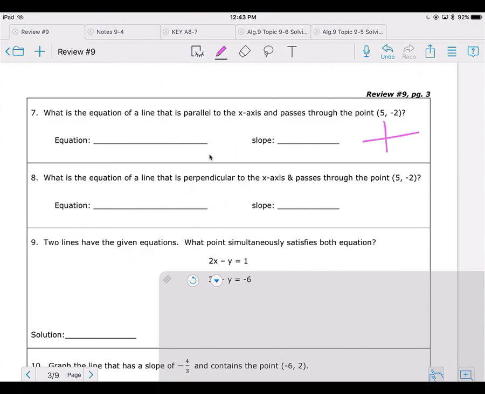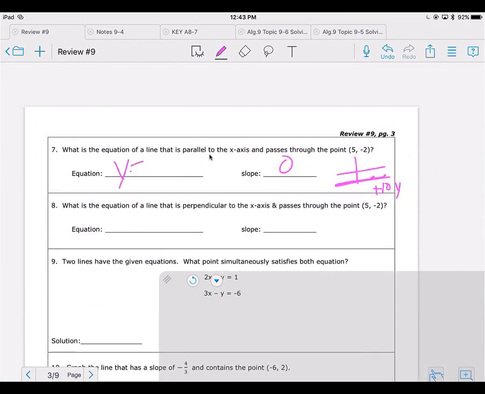For problem 7, I would recommend drawing this out. They want something parallel to the x-axis that goes through the point 5, negative 2. So plot just a random point about 5, negative 2, so go to the right a little, down a little. Parallel to the x-axis looks like an x-axis, so this is going to be a horizontal line. Horizontal lines have a slope of 0. My equation is y equals my y point of negative 2.